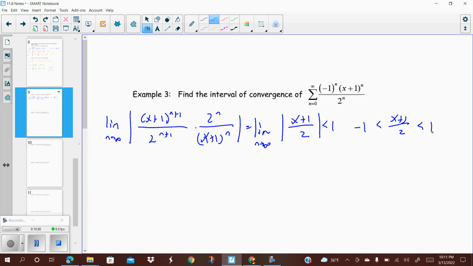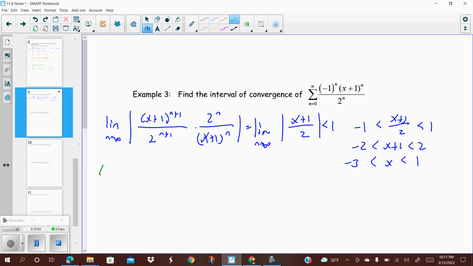Solving that, multiply everything by 2, we get negative 2 is less than x plus 1 is less than 2. Subtract 1 on either side, you're going to get negative 3 is less than x is less than 1. So our interval of convergence goes from negative 3 to 1. Everything in between those numbers is going to be convergent. We just have to check the endpoints.